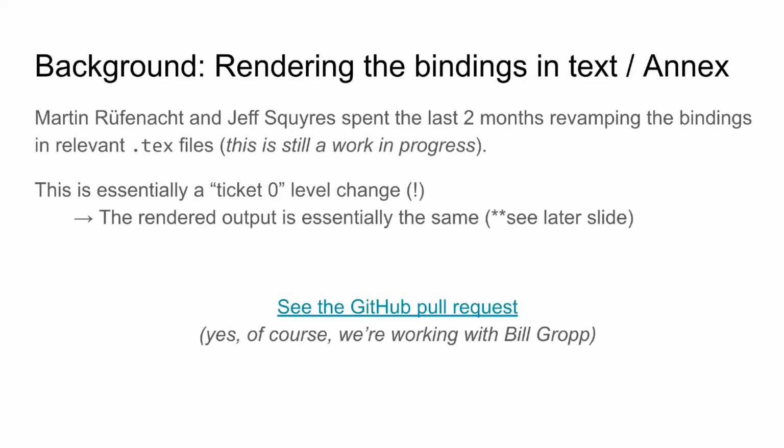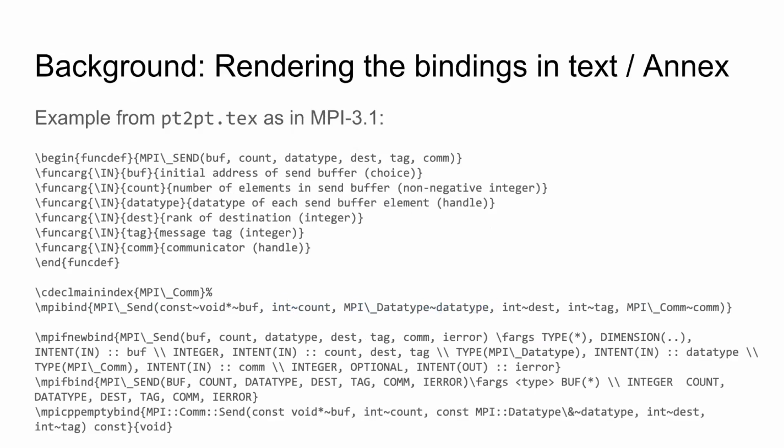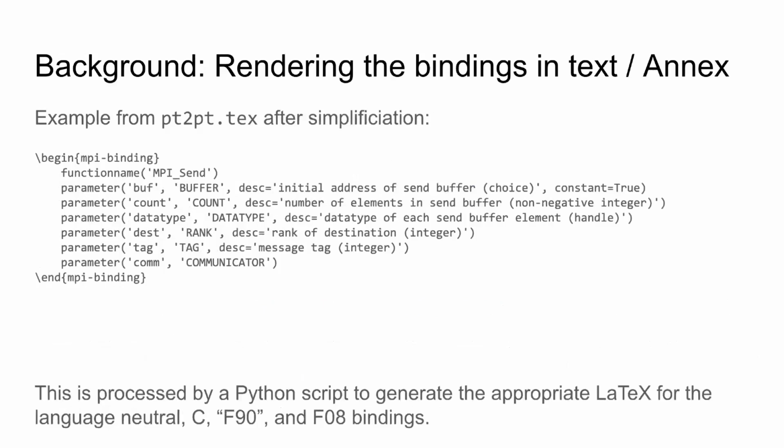But here is a link to the GitHub pull request that you can see. Here's the gist of it. This is how the LaTeX is in MPI 3.1. This is what we've changed it to. There is just one. You only have to specify the function name and the parameters and the types and the descriptions and whatnot. This gets processed by a Python script to generate the appropriate LaTeX for all the bindings in the document: the language neutral, the C, the quote unquote F90 bindings, and the F08 bindings. This is tremendously simpler for the LaTeX author.